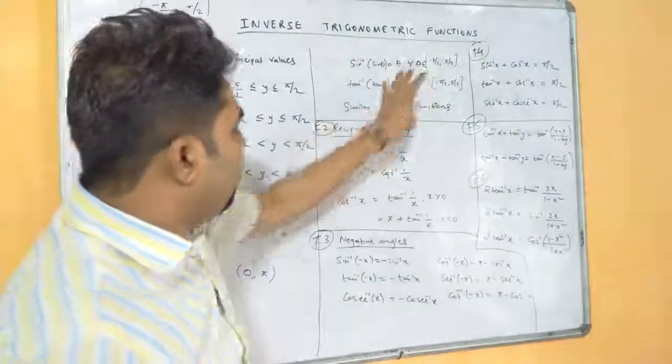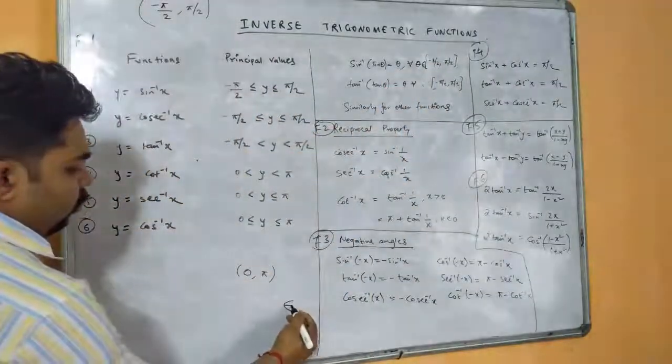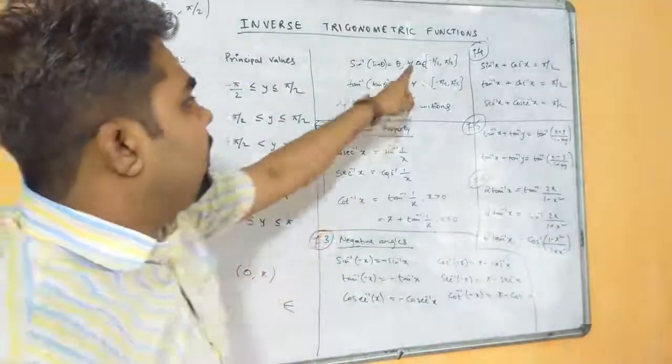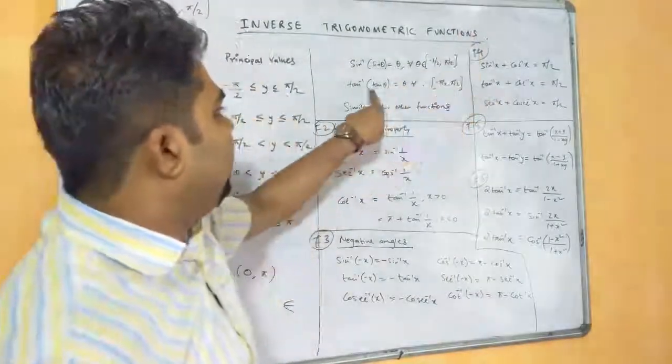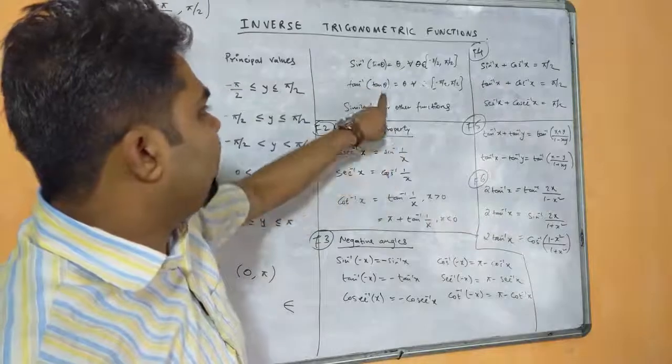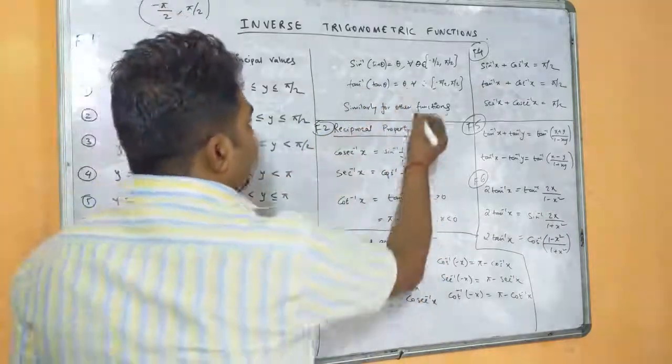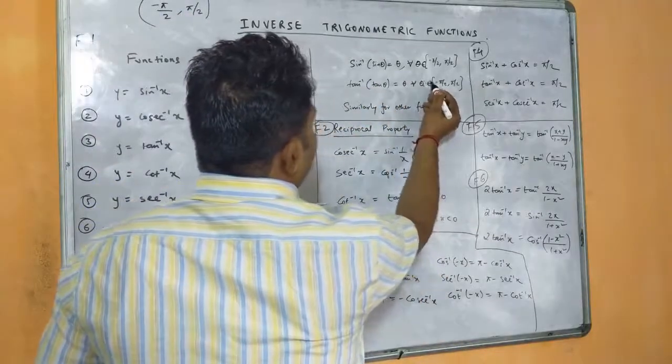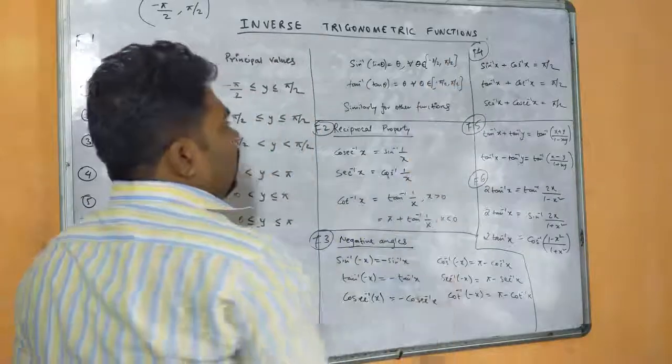Okay, that means this is the belongs-to sign. You see here the belongs-to sign, this one, right? So theta belongs to minus 90 to plus 90. Similarly tan inverse and tan got cancelled. What is left out here? Theta. Therefore this theta belongs to minus pi by 2 to pi by 2.